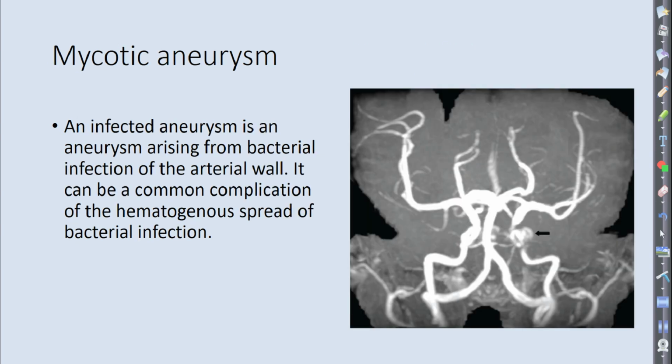Mycotic aneurysm. This is an infected aneurysm arising from a bacterial infection of the arterial wall. And then this could spread into a bacterial infection. So you can see it on the left side here. You see the stenosis or the occlusion, and then you see the outpouching right here.